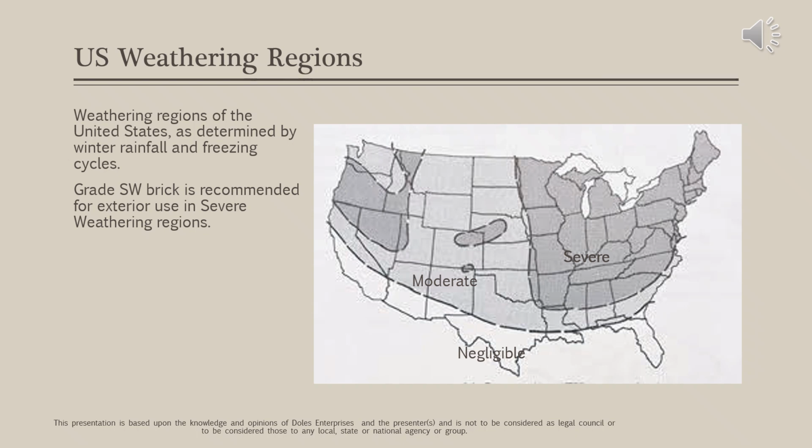Weathering regions of the United States are determined by rainfall and freezing cycles. This is why the grade SW brick is recommended for exterior use in severe weathering regions.